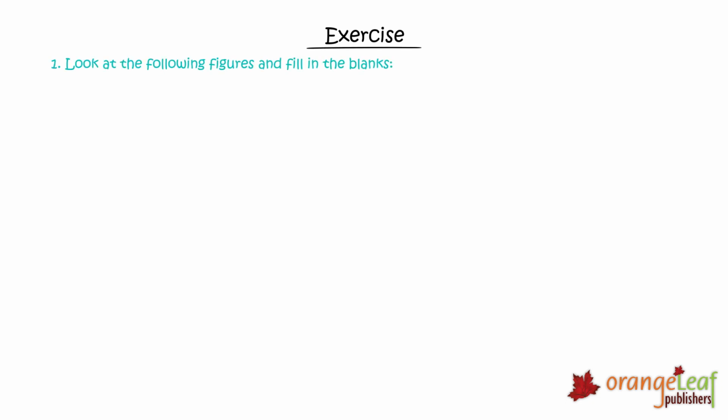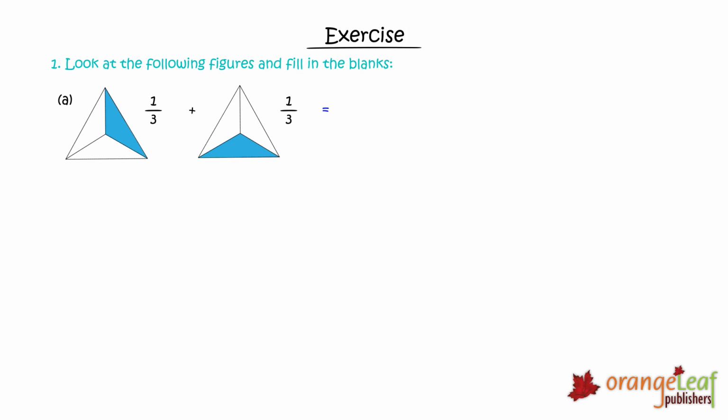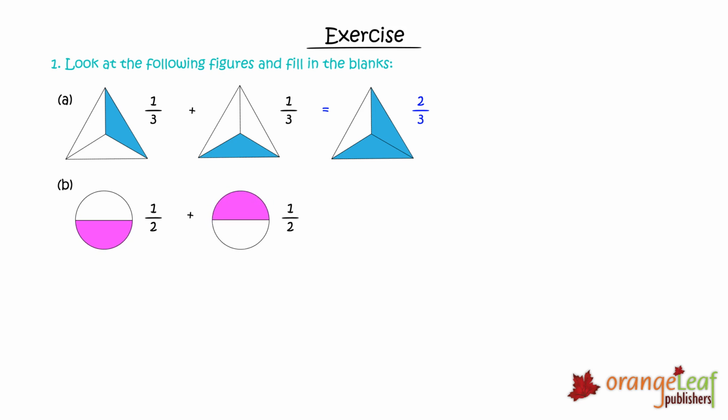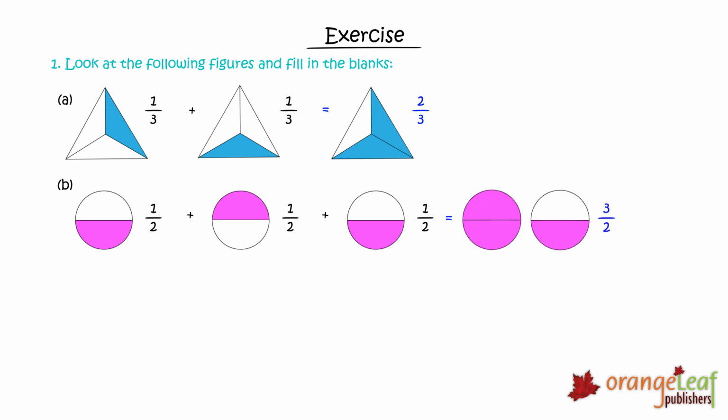Exercise. Look at the following figures and fill in the blanks. A. 1 by 3 plus 1 by 3 is equal to 2 by 3. B. 1 by 2 plus 1 by 2 plus 1 by 2 is equal to 3 by 2.